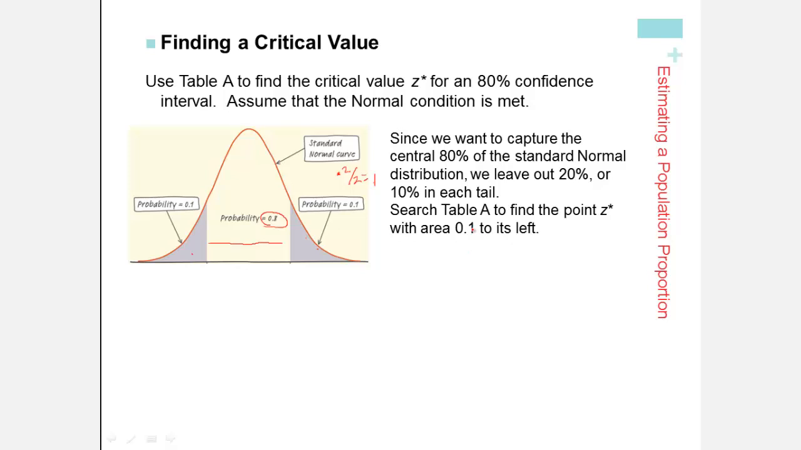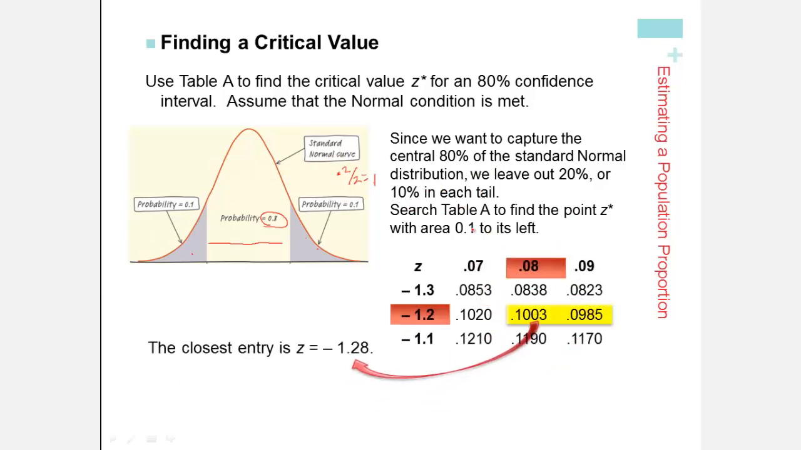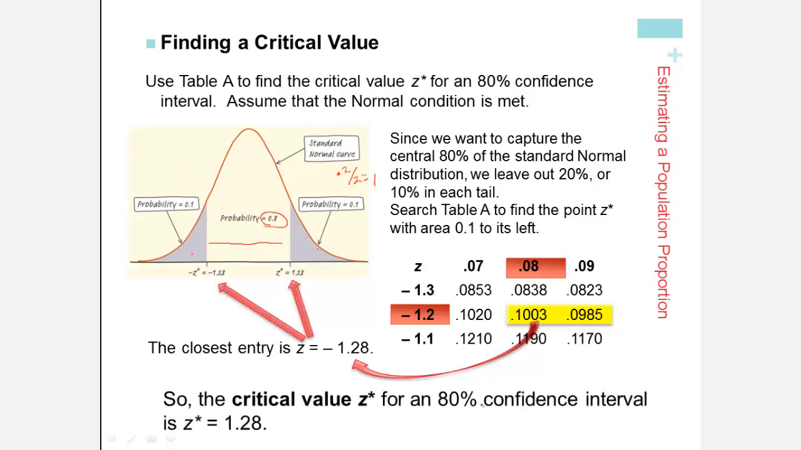If I search table A to find the critical value with an area of 0.1 to its left, I would find that my critical value for an 80% confidence interval would be negative 1.28. However, that is my negative value. I am actually going to use the positive value to be my critical value. Since a normal distribution is symmetric, the z critical value over here would be the positive 1.28. We always use positive values to be our critical value.